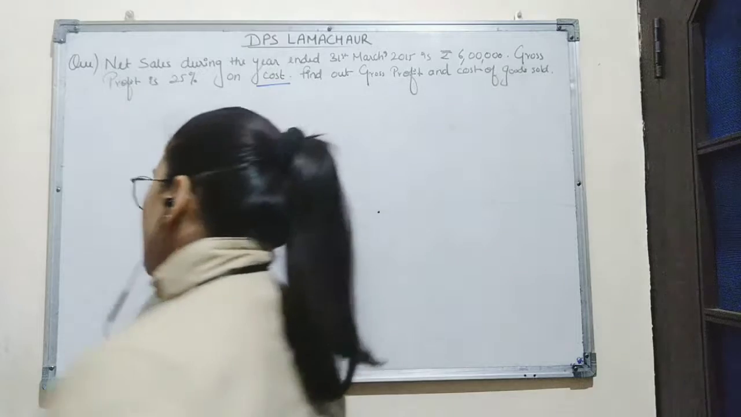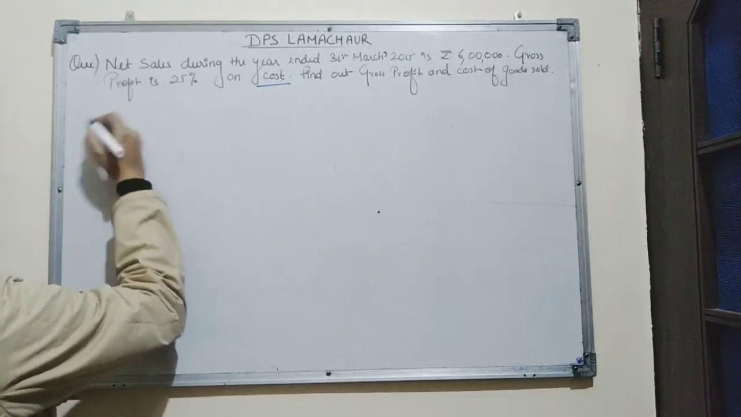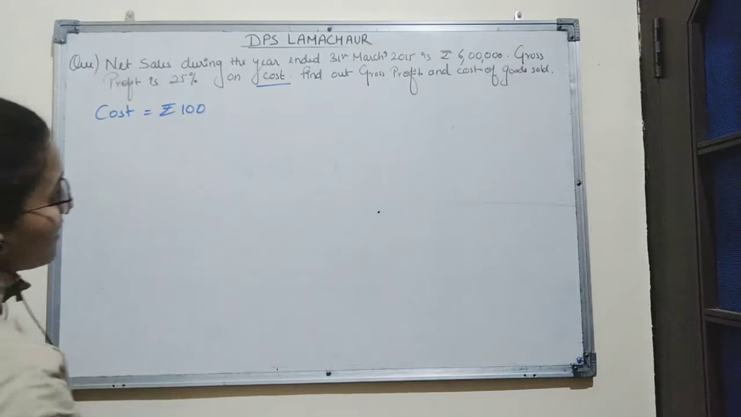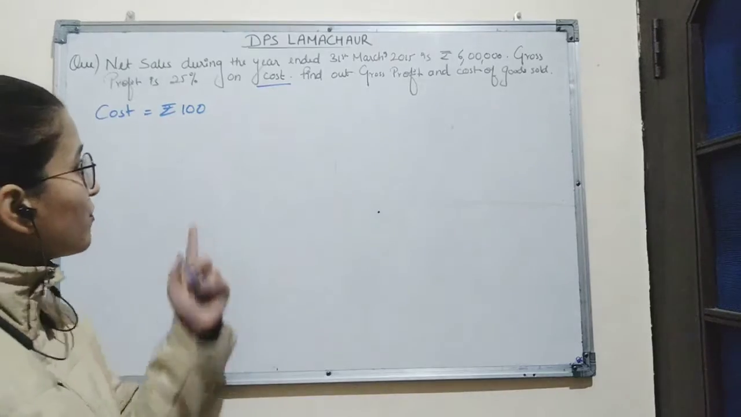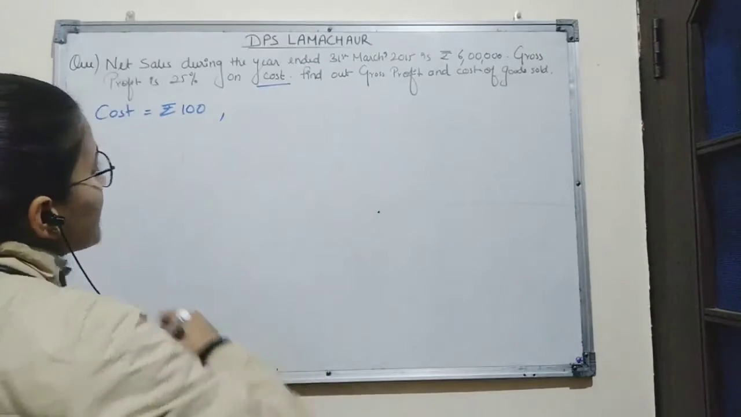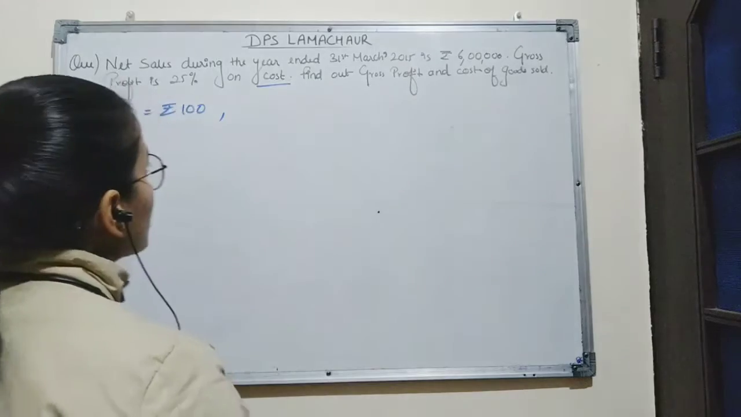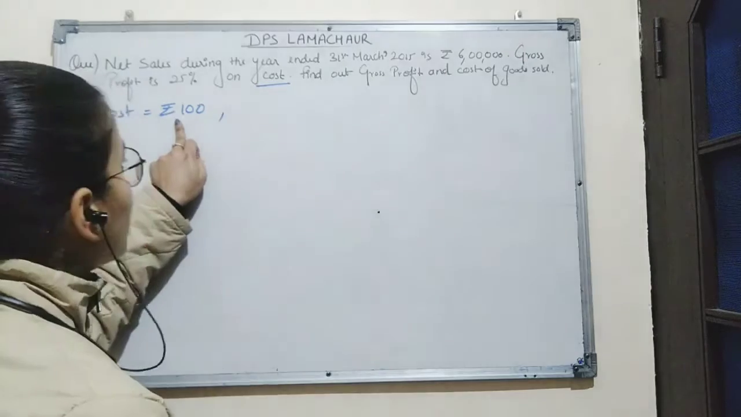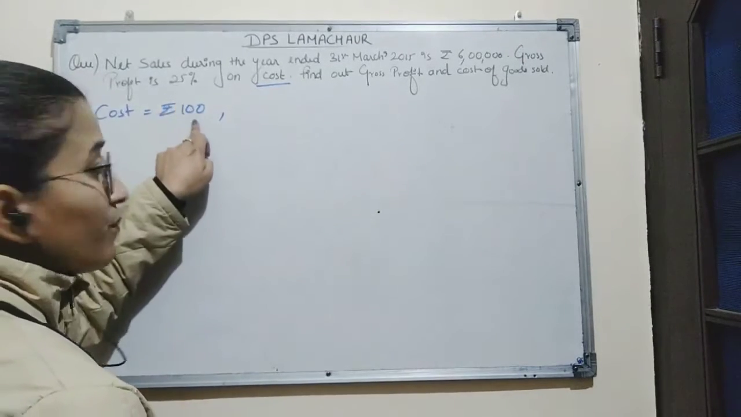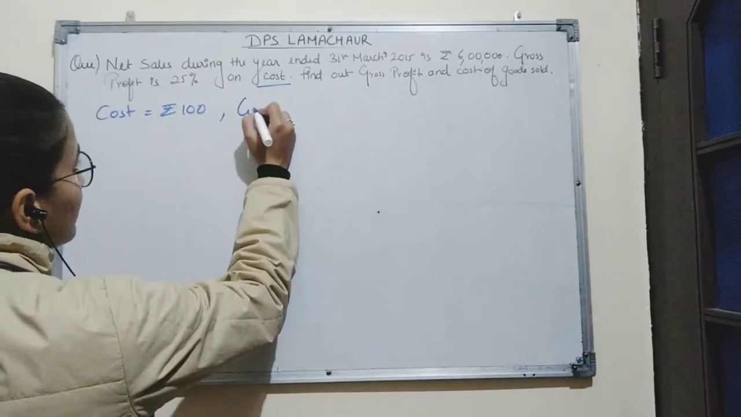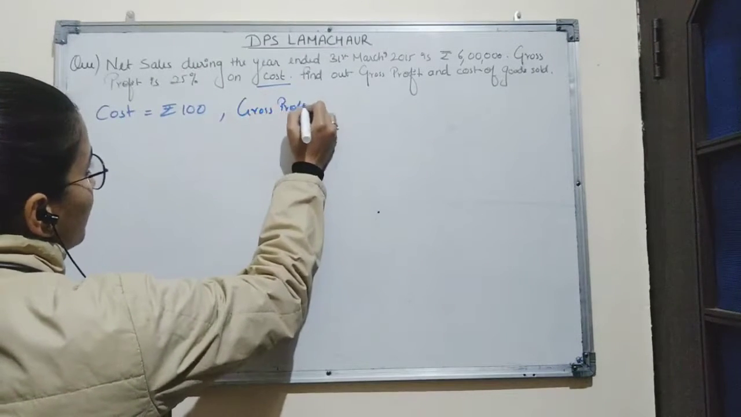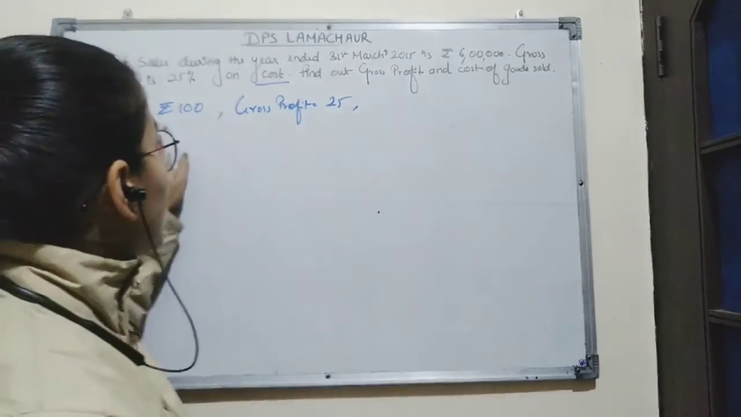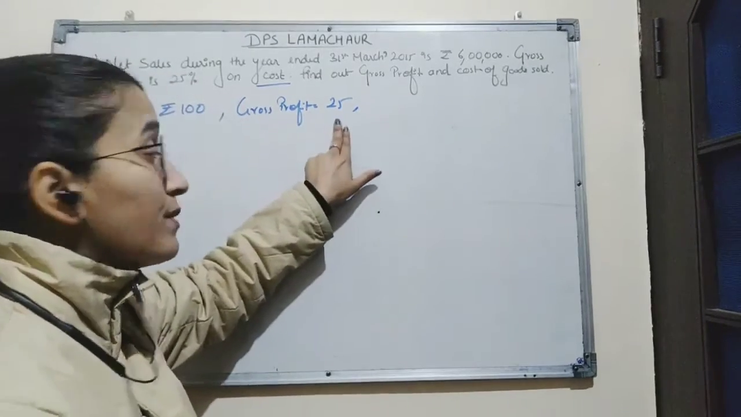So in such a case, we will assume the amount of cost to be rupees 100. Let's suppose the amount of cost of goods sold is rupees 100. Now gross profit is given as 25% on cost. So here we will calculate gross profit on the cost of rupees 100. So 25% of rupees 100 will be rupees 25.